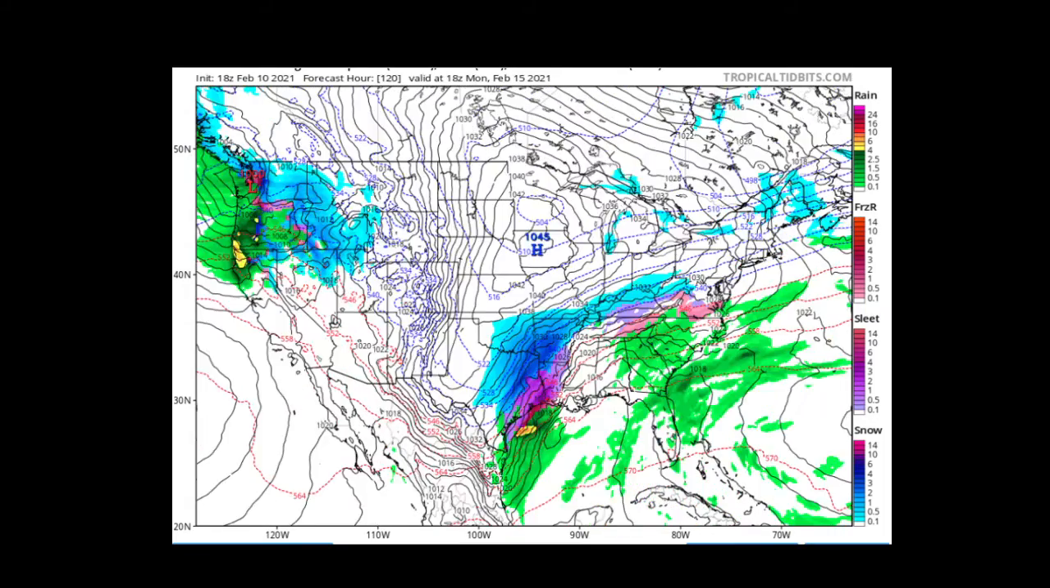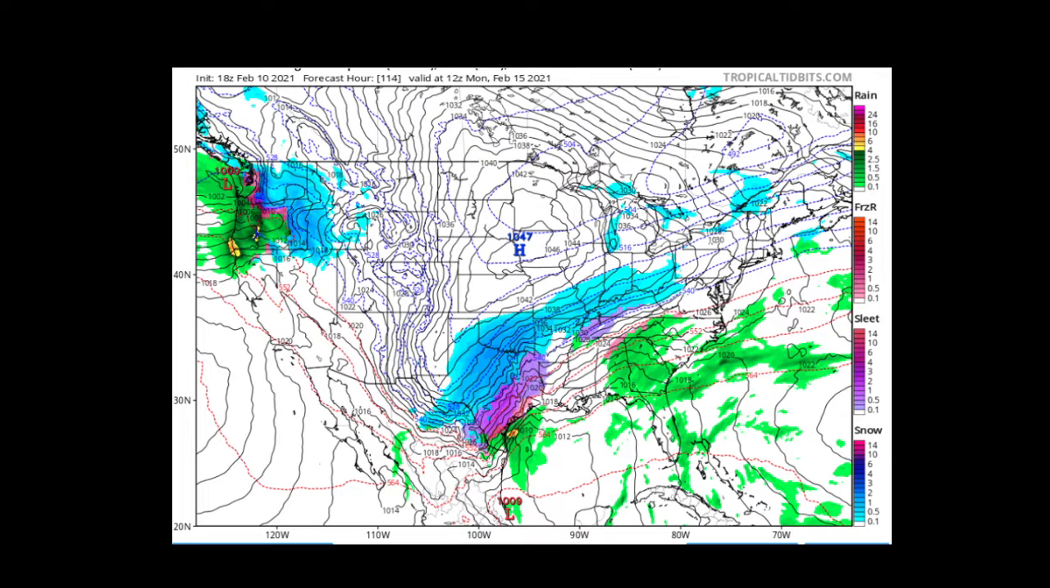Snowfall all through Texas, mixture all the way to the Gulf Coast. That's pretty significant. That high pressure just ridging in, that cold air pushing through. And this is Monday, February 15th at 7 o'clock in the morning. And then we have another line that's all developed all the way across.